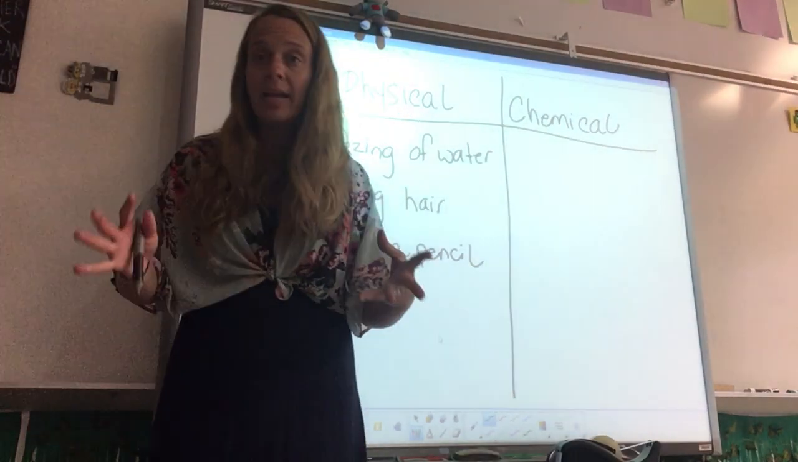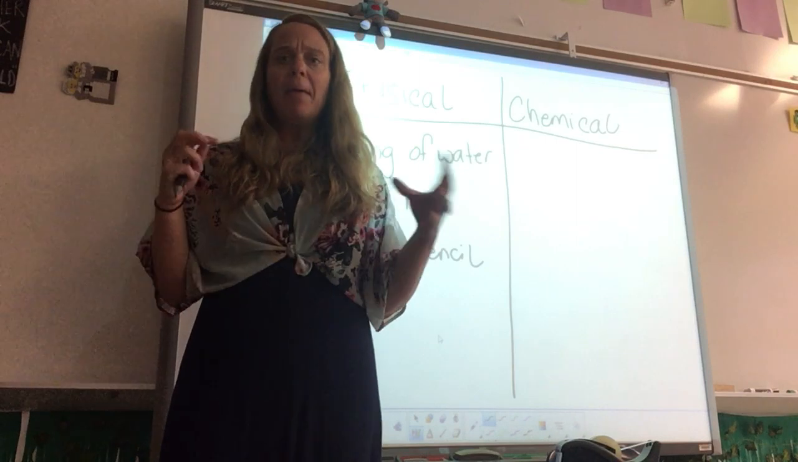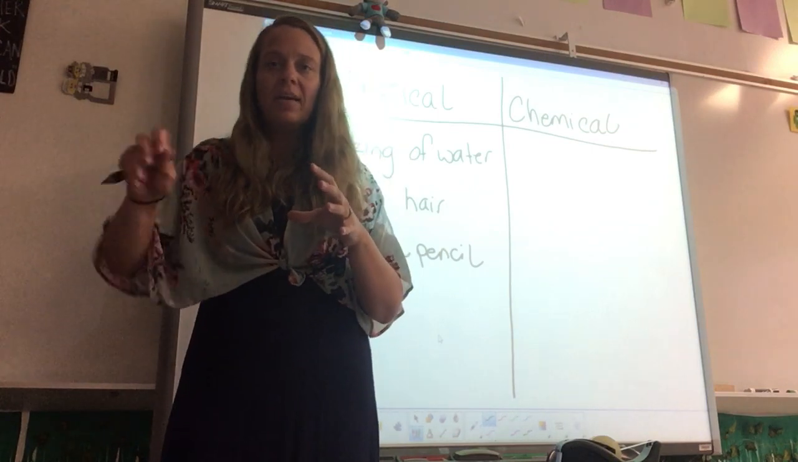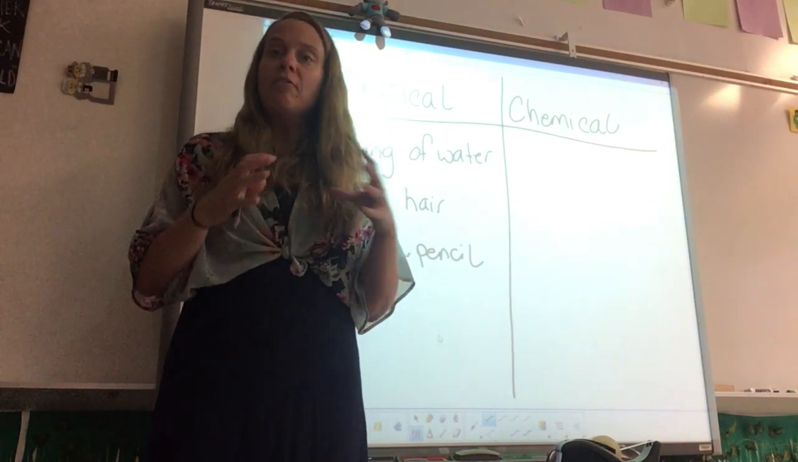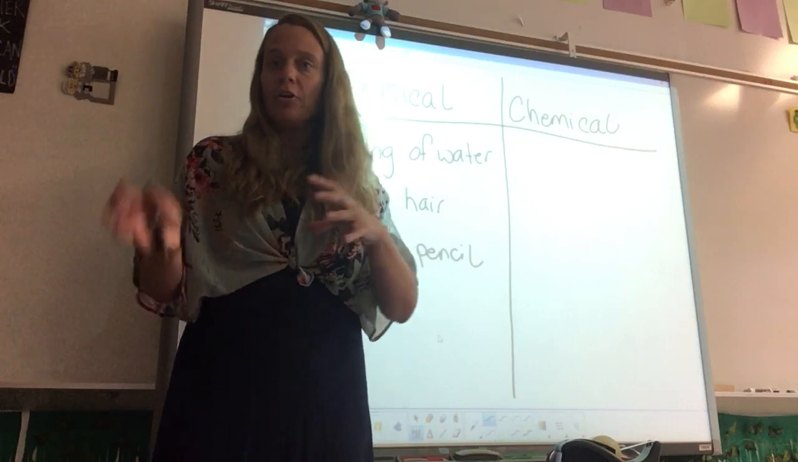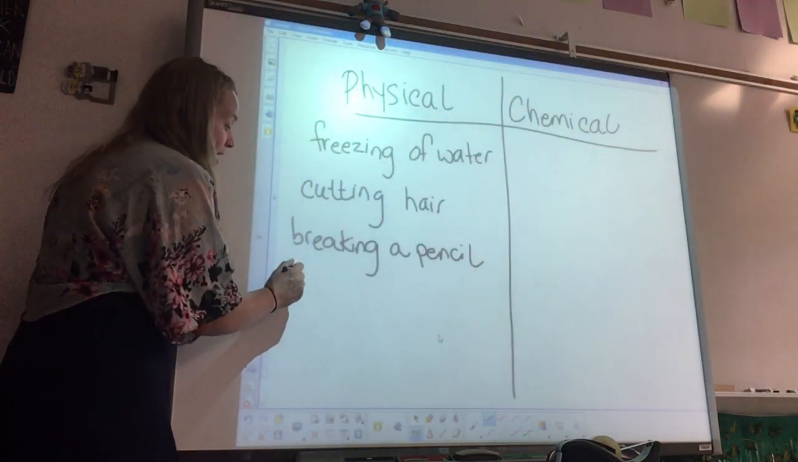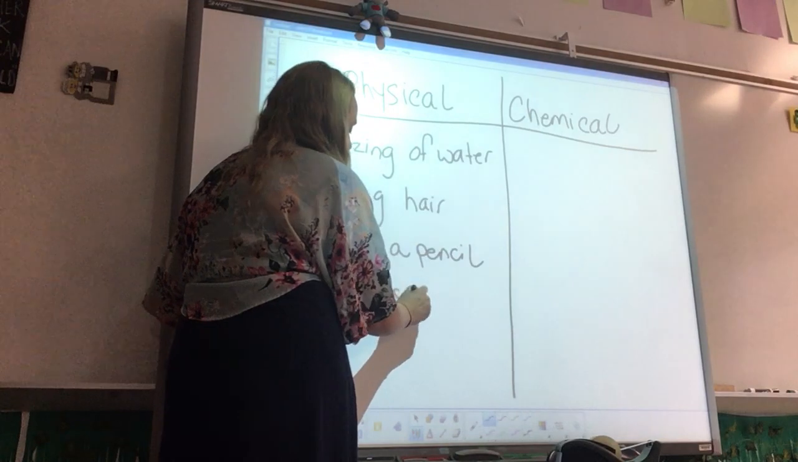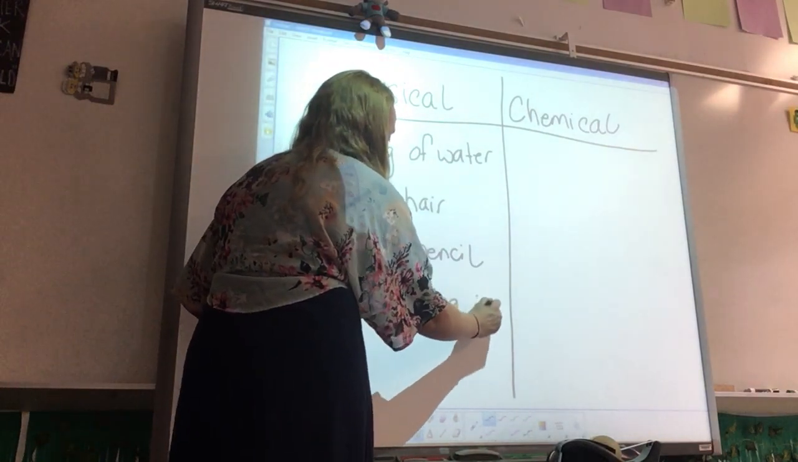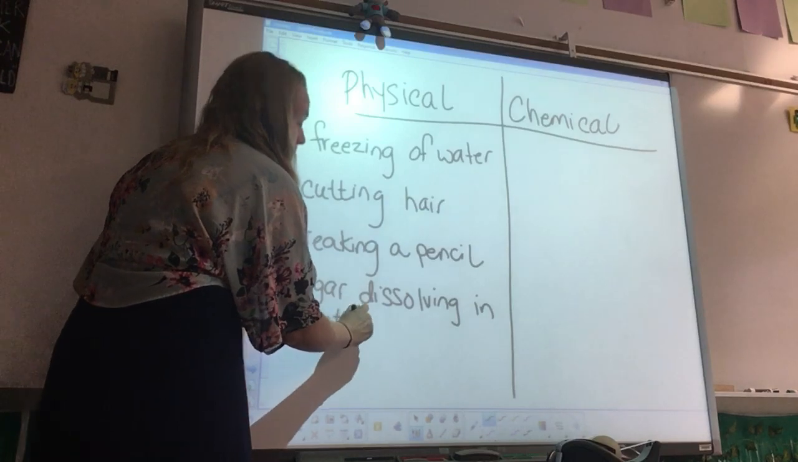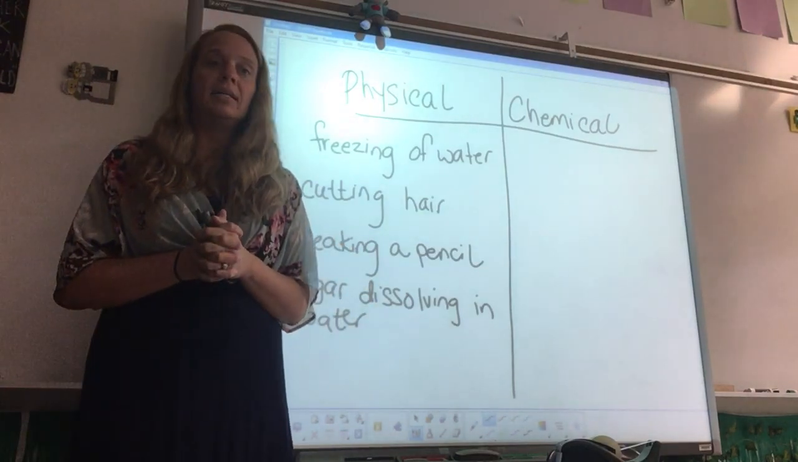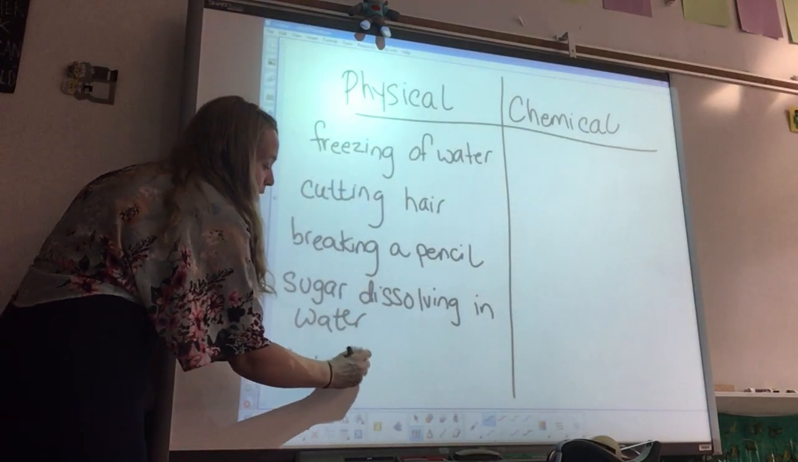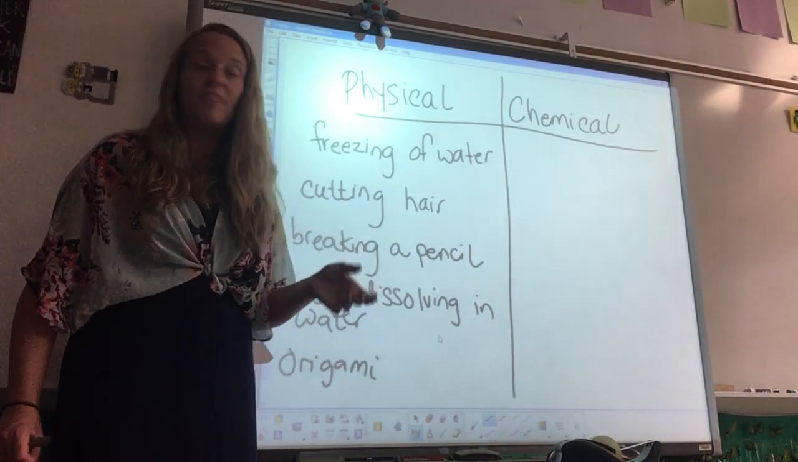You might like Kool-Aid, or maybe for some reason you need to make sugar water. I think you make sugar water before you put in the Kool-Aid mix or before you make tea. So if you've ever made sugar water before, where you just have the sugar in the water, that's going to be a physical change. Sugar dissolving in water. We saw the picture, origami, when you make things out of paper. That is an example of a physical change.